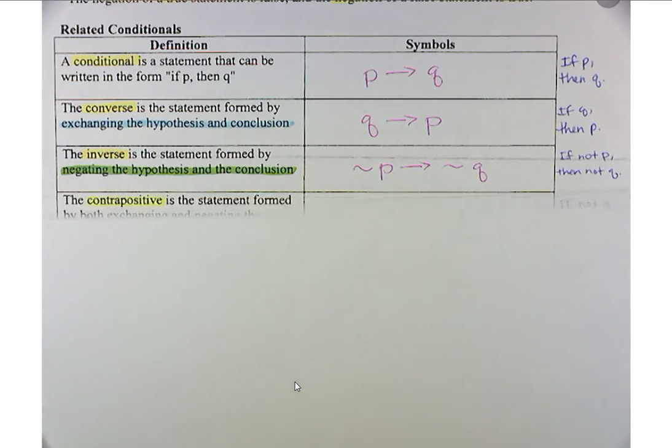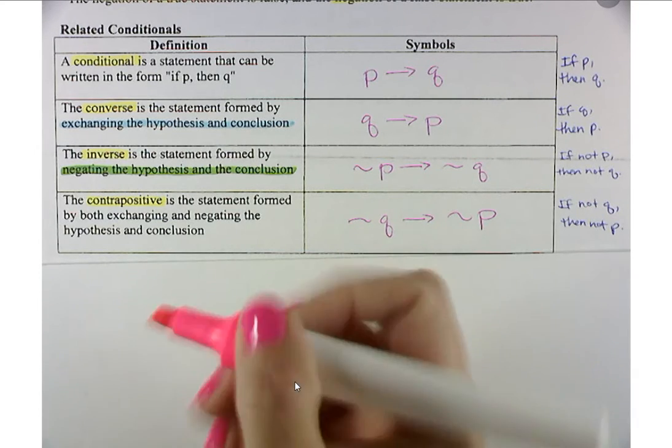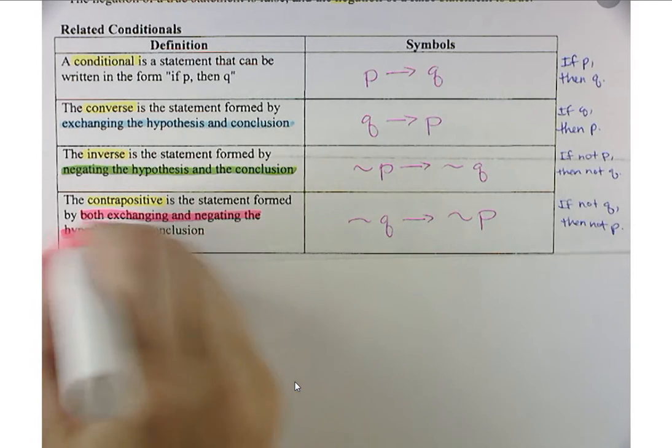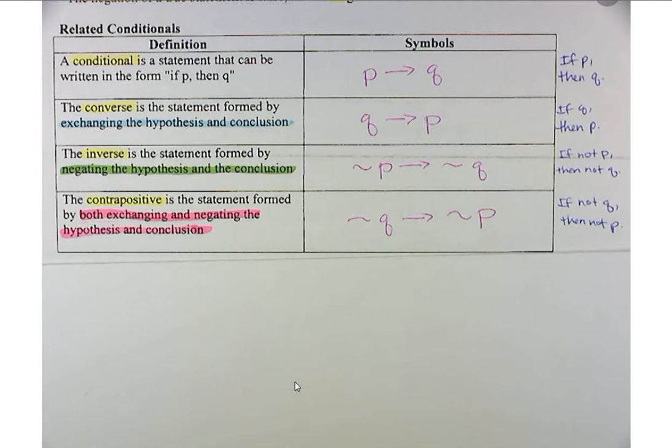And then the last one is called the contrapositive. The contrapositive is the statement formed by both exchanging and negating the hypothesis and conclusion. So not only do you flip them around, you also negate both of them. So that would be if not Q, then not P. The contrapositive and the converse, you can see, have the same order of Q and P. The only difference is the contrapositive is going to be negated.